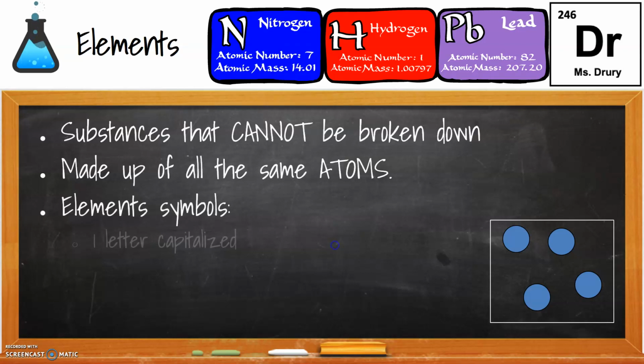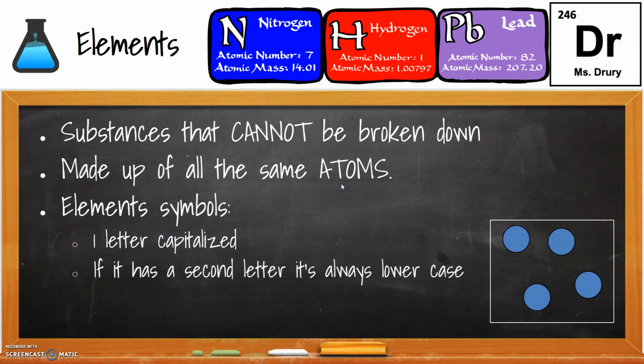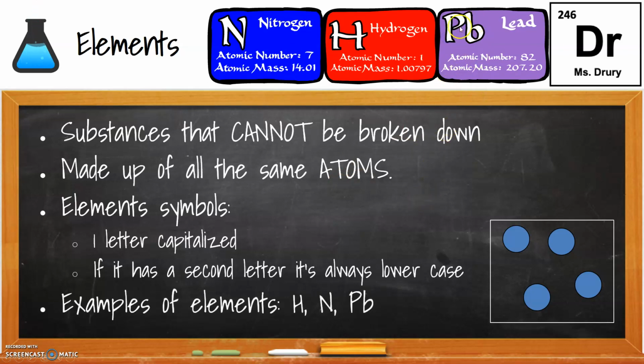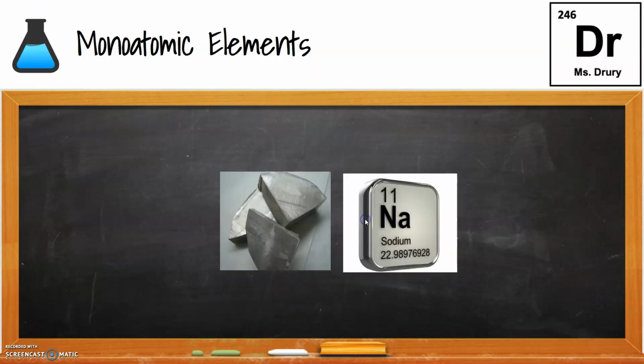The element symbols will either have just one letter capitalized, like nitrogen is a capital N or hydrogen is a capital H. Or if it has a second letter, that's always a lowercase letter. So like Pb is big P but little b. That's how you can tell a new element started, with a new capital. And they all look like this, one type of circle throughout.